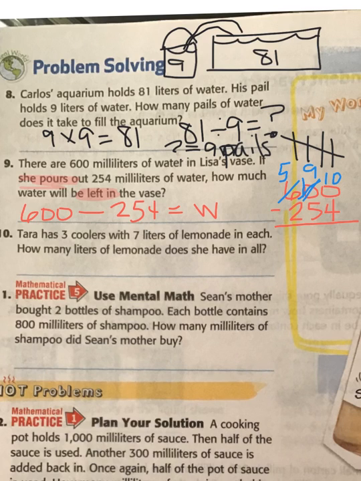So now you just straight up and down subtract, okay? 10 minus 4 is 6. 9 minus 5 is 4. And 5 minus 2 is 3. So how much water will be left in the vase? Well, W is going to equal 346, and our unit was milliliters, mL. Okay, all right, number 10.